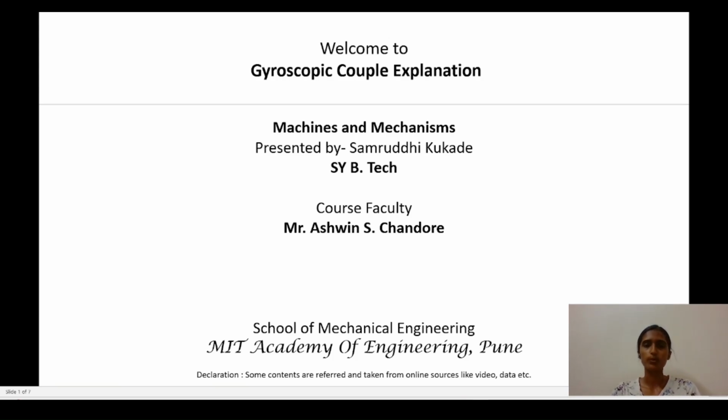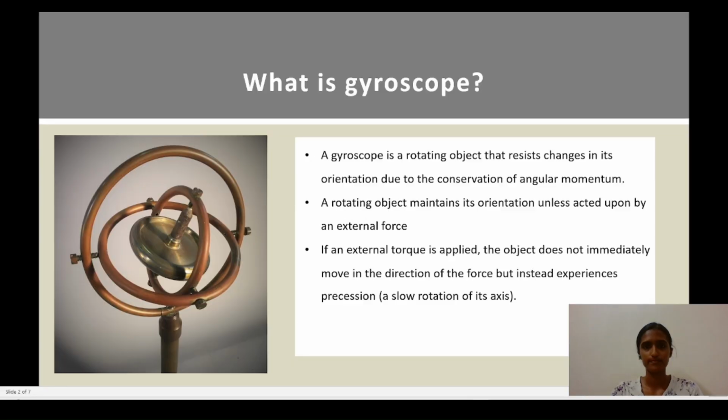In today's video, we are going to learn about gyroscopic couple, plus we will be solving one numerical on it. So before moving further, let's first understand what a gyroscope is. In simple words, a gyroscope is a device which helps to keep things steady and in balance. It works on the principle of angular momentum.